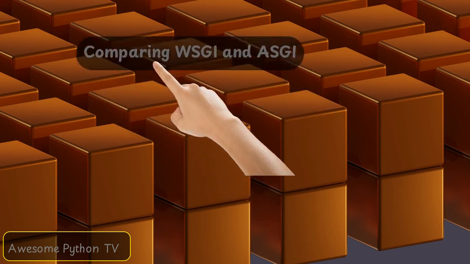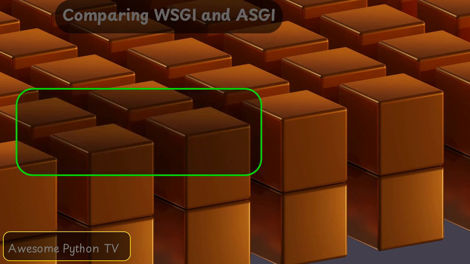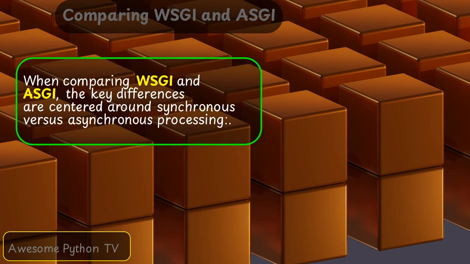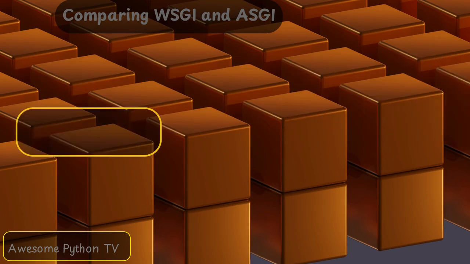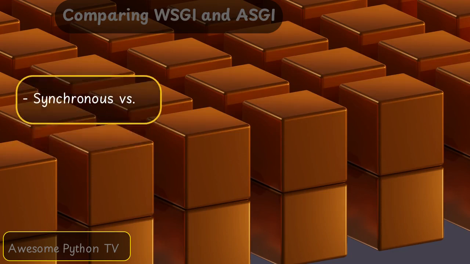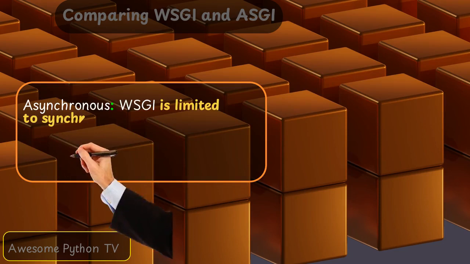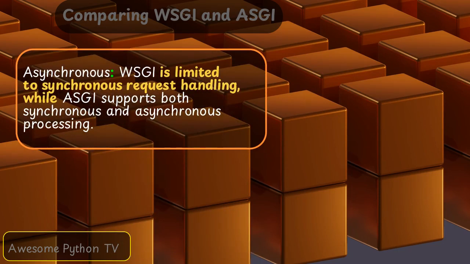Comparing WSGI and ASGI. When comparing WSGI and ASGI, the key differences are centered around synchronous versus asynchronous processing. Synchronous versus asynchronous. WSGI is limited to synchronous request handling, while ASGI supports both synchronous and asynchronous processing.